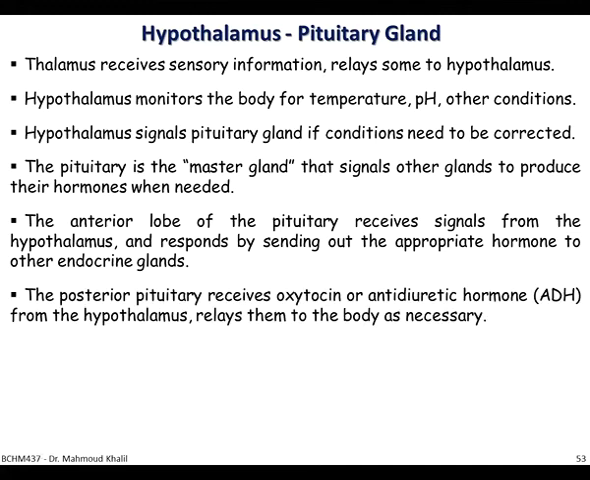While the posterior pituitary receives only two kinds of hormone, oxytocin and antidiuretic hormone, which is vasopressin. They come from the hypothalamus, which relays them to the body as necessary. When our body needs these hormones, they come out from the hypothalamus through the posterior pituitary gland.